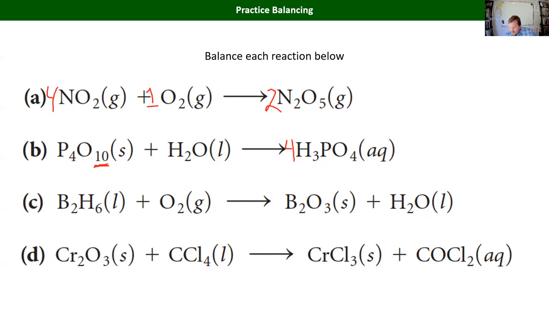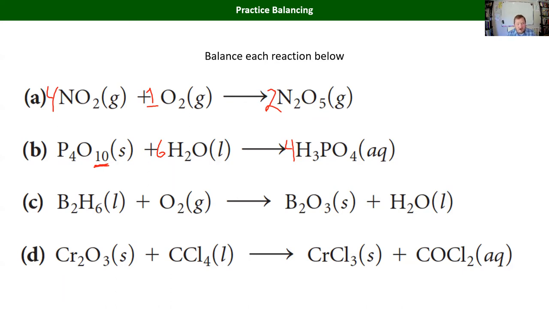Well, we know we need to get to a total of 16 oxygens on the right-hand side. 4 of these hydrogen phosphate compounds, and each phosphate has 4 oxygens in it. 4 times 4 is 16. If 10 of them are going to come from the tetraphosphorus pentoxide, the other 6 have to come from water. Now, all of a sudden, that gives us a total of 16 oxygens on both sides.